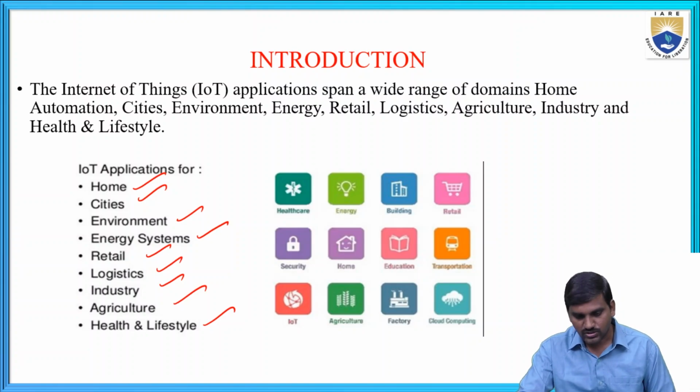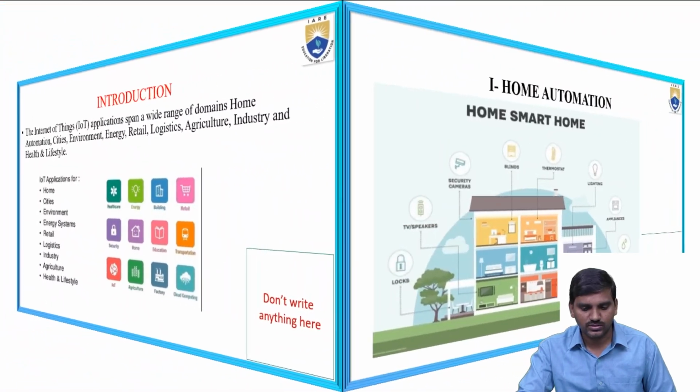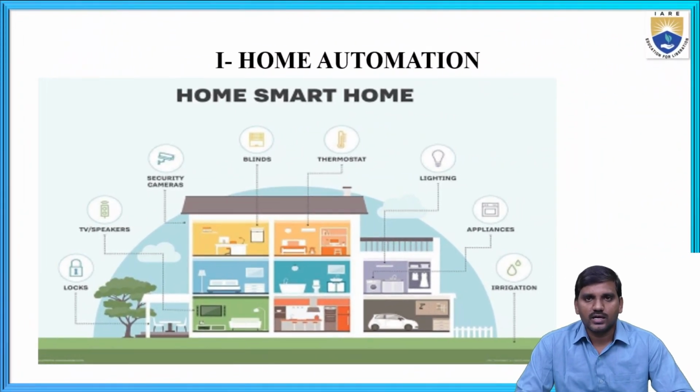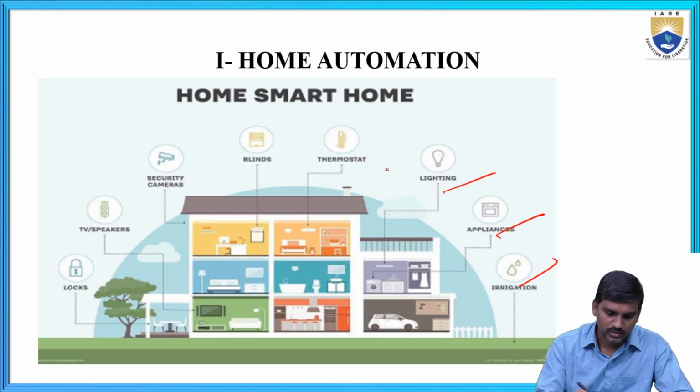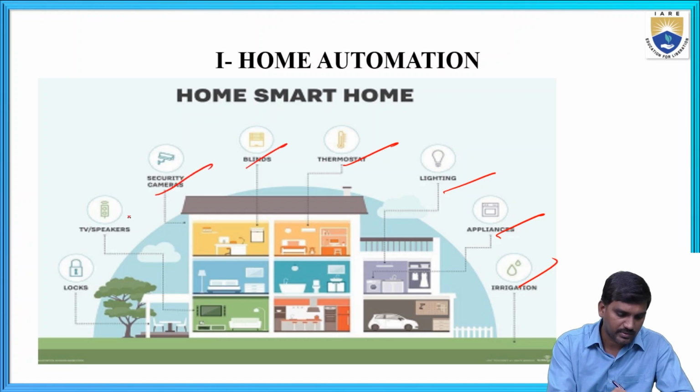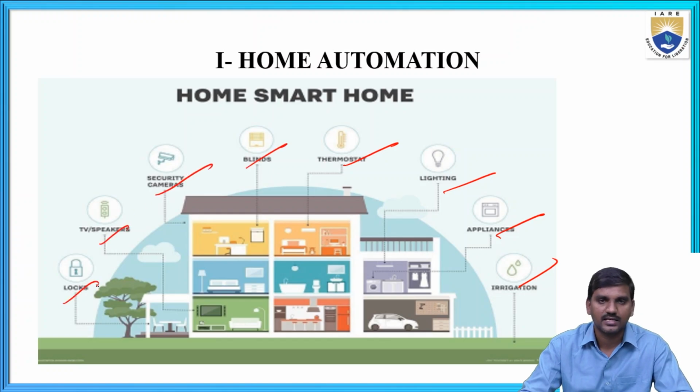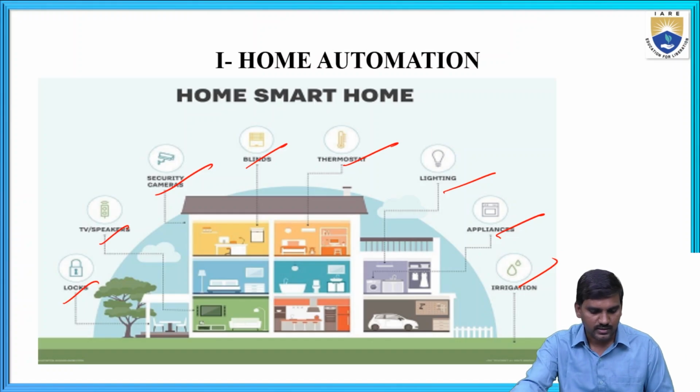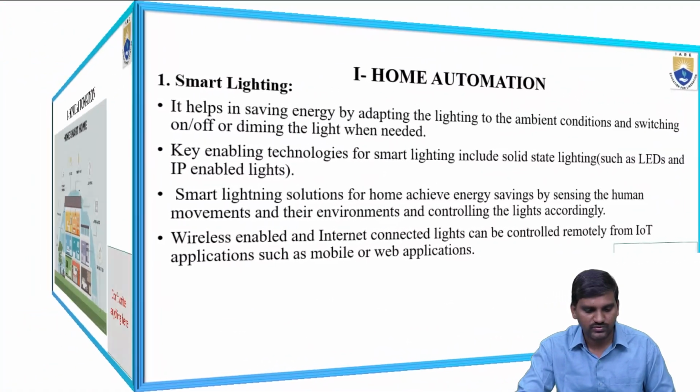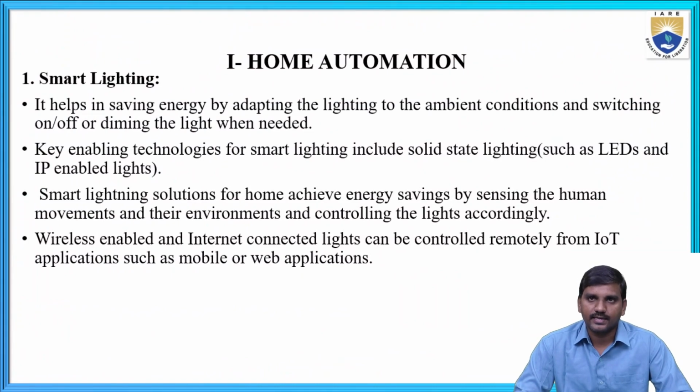These are the applications of IoT. Let's start with the first one, home automation. It is a very important part of IoT domain specification. We are all in homes, and in them we have different appliances like lighting appliances, irrigation system, thermostat, blinds, security cameras, speakers, and locks. One by one, we will discuss these under home automation.